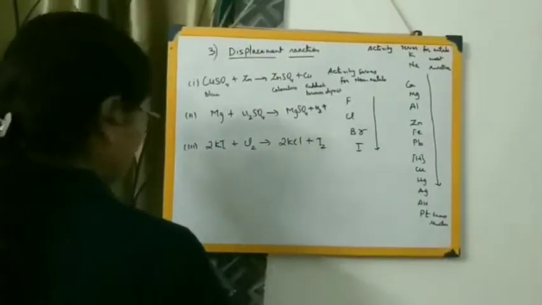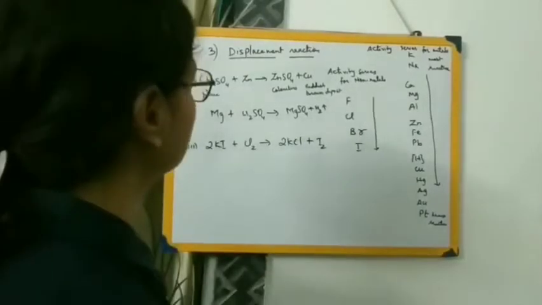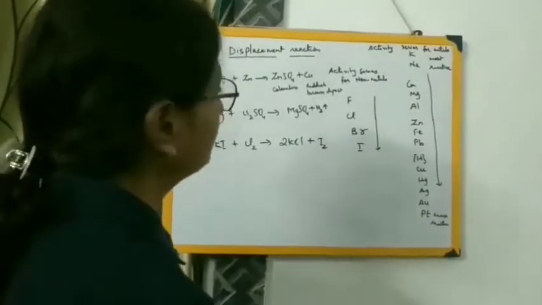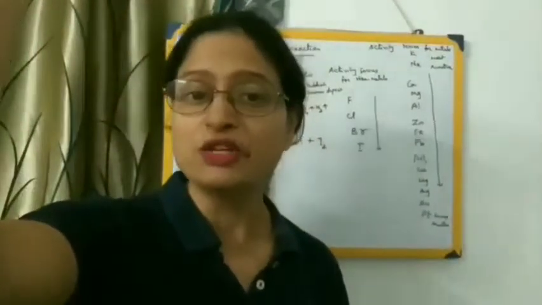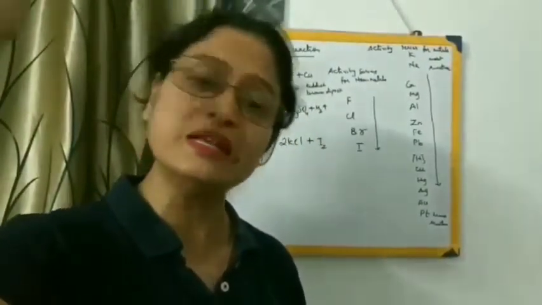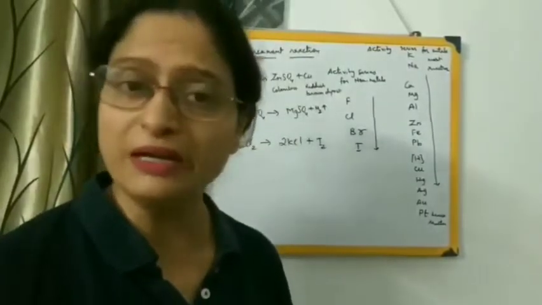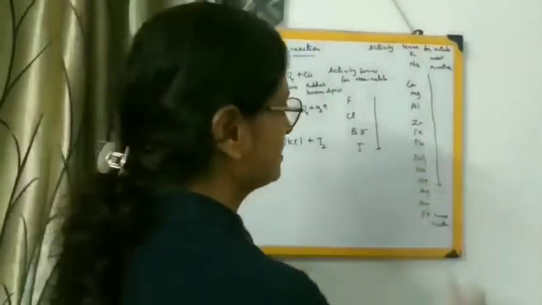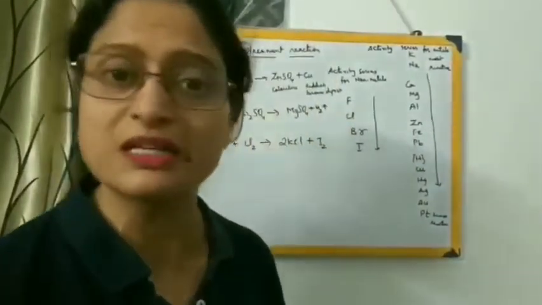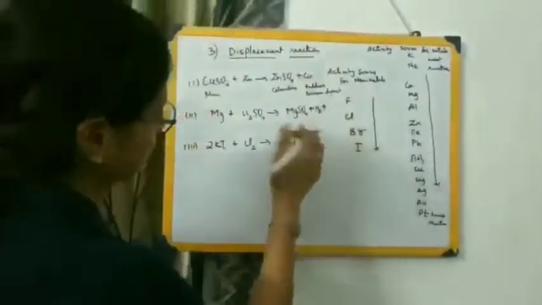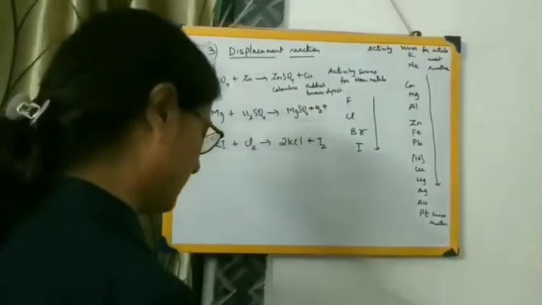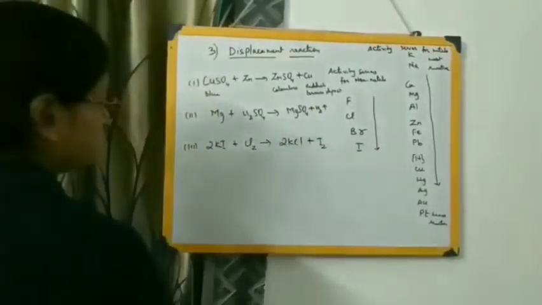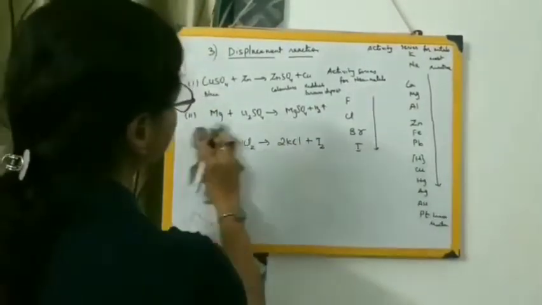Oh, okay, one more thing that I missed out, that is the definition of a displacement reaction. A displacement reaction is a reaction where a more active element in the activity series displaces a less active element. Such a type of reaction we call a displacement reaction. So after coming to the examples of the displacement reaction, the definition becomes very easy for you. Okay, let's proceed further.